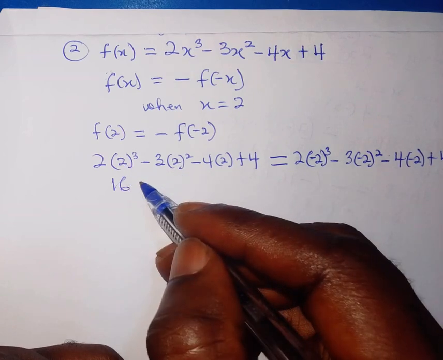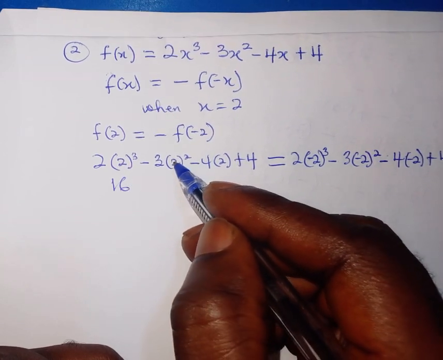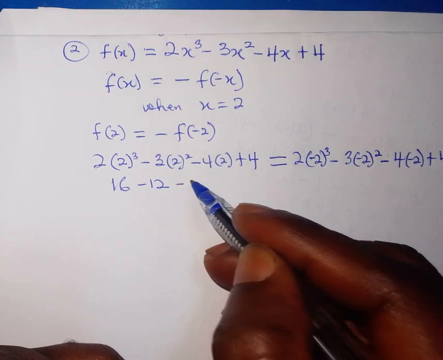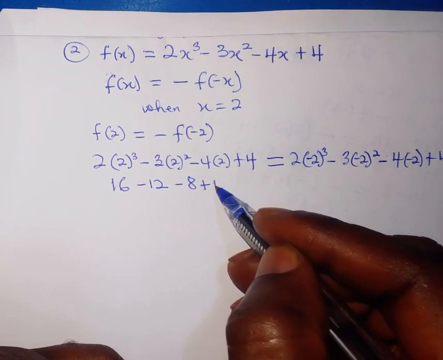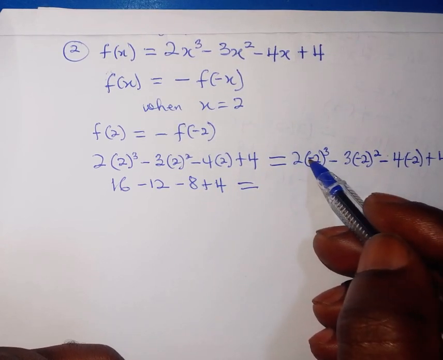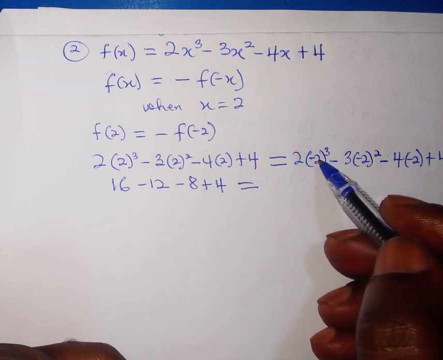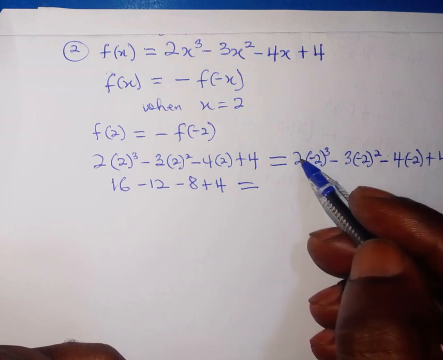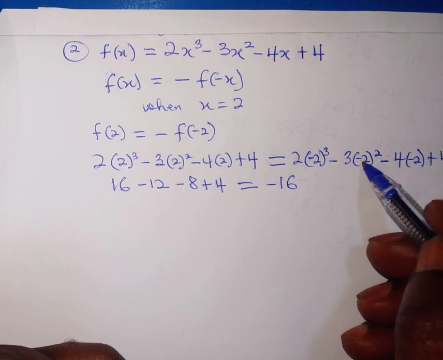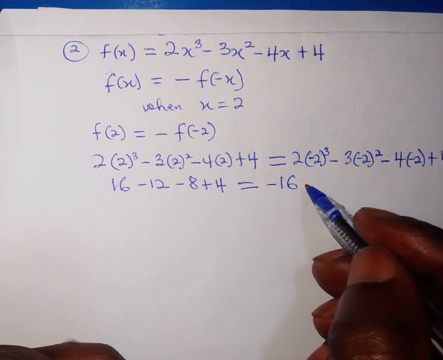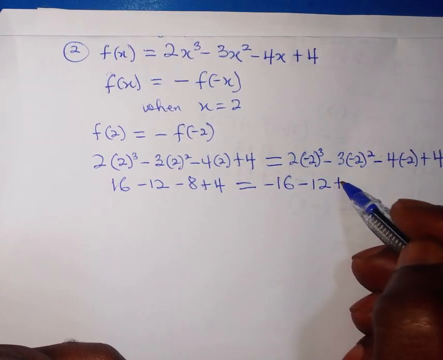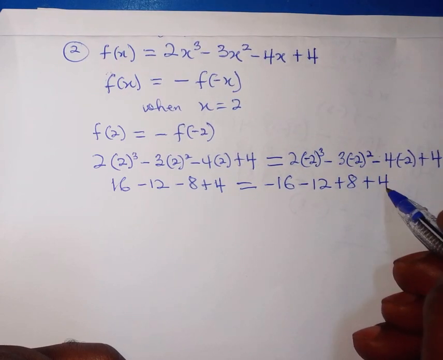All right, and then we have this is what? 4. 4 times 3 gives me what? Negative 12. And this gives me negative what? 8 plus 4, which should be equal to, we know that negative 2 cubed gives me negative 8 times 2 gives me negative 16. We know that negative 2 squared gives me positive 4 times negative 3 gives me what? Negative 12. And then we know that this times this gives me positive 8 plus 4.